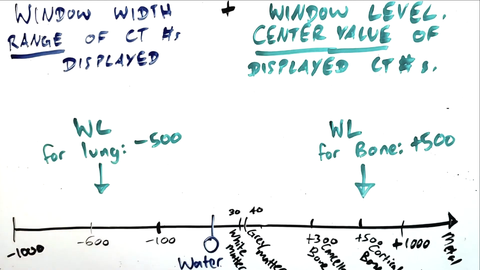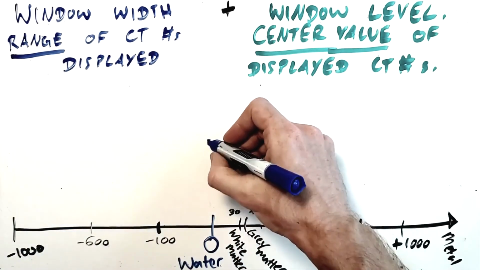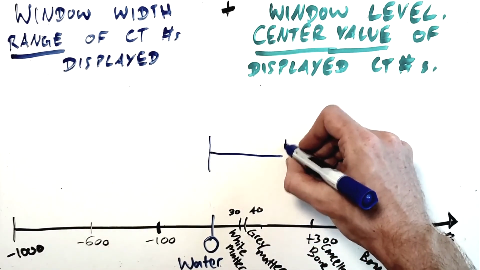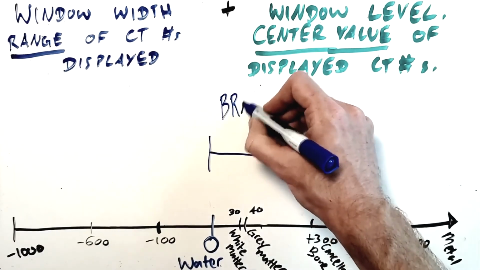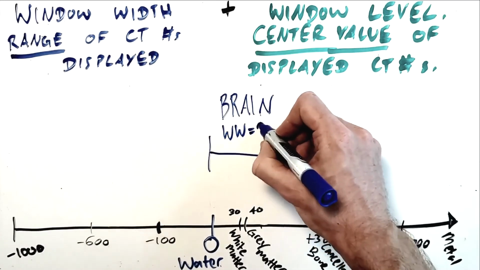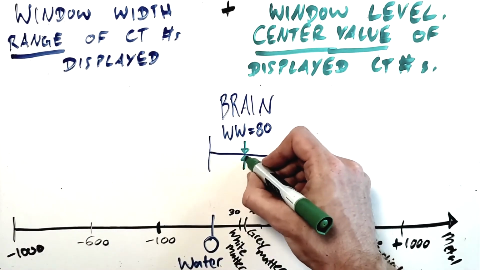To combine these principles of window width and window level, any window setting for viewing a certain type of tissue will have a window width describing the range of CT numbers shown and a window level describing the CT number where that range is centered. To return to our example of the brain window, a typical brain window would have a window width of 80 and a window level of 40.